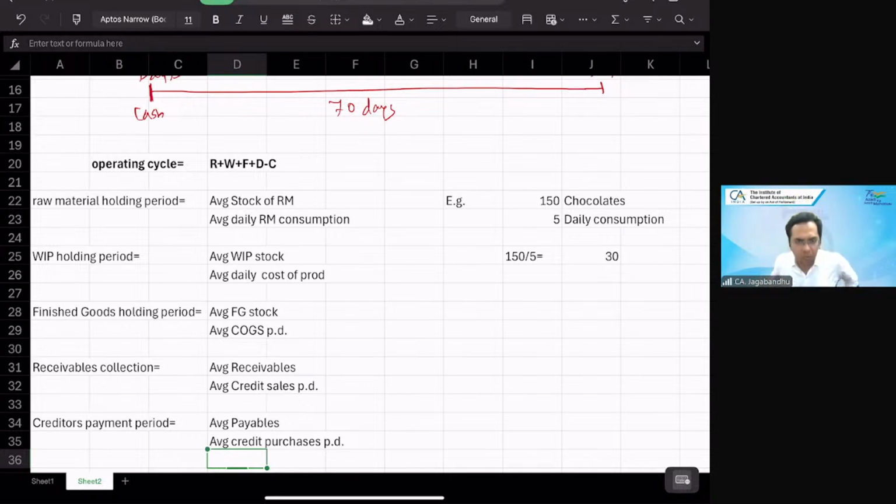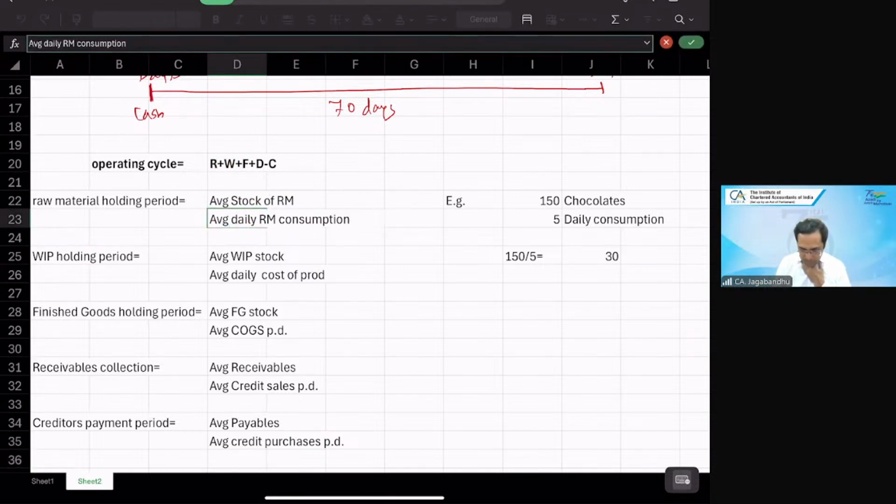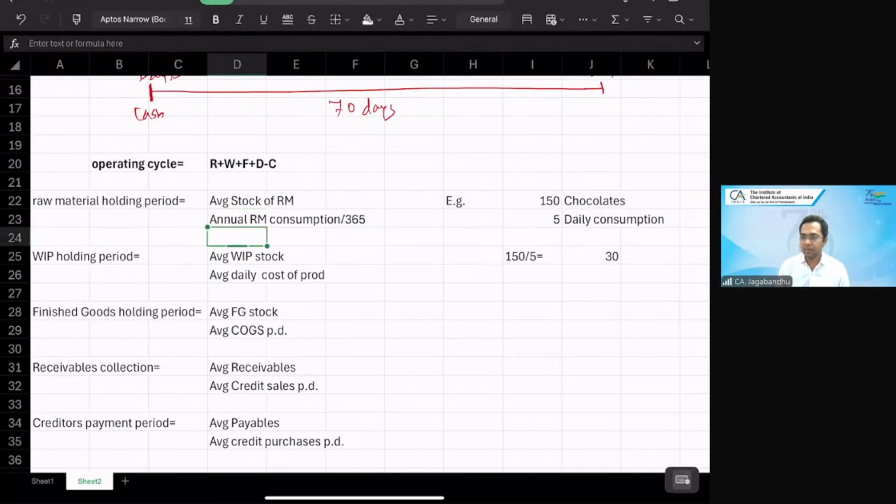Now, if we want to make it a bit easier, because we may not have data about per day consumption or the other per day numbers. We may not have such numbers easily on a per day basis. So if I want to make it annual, can I just revise this formula as annual raw material consumption divided by 365? We can do it, right?